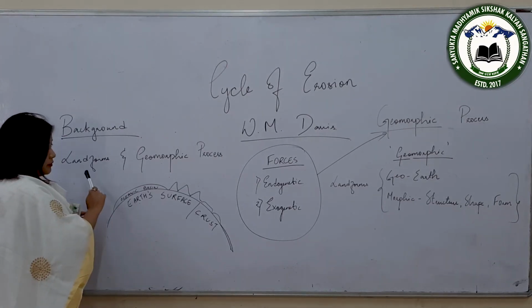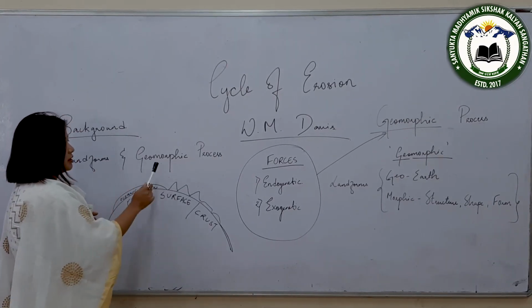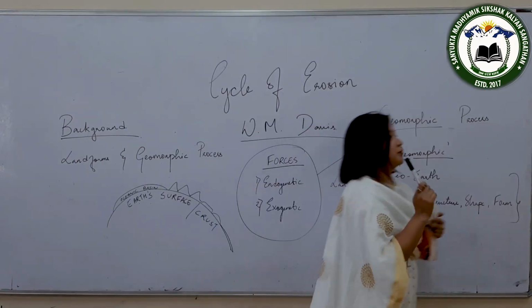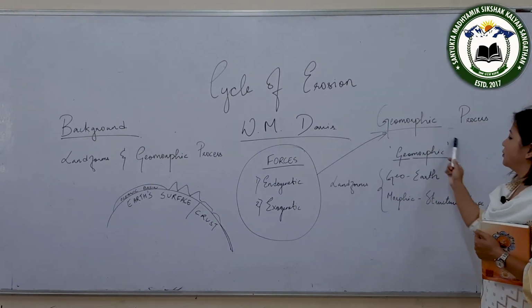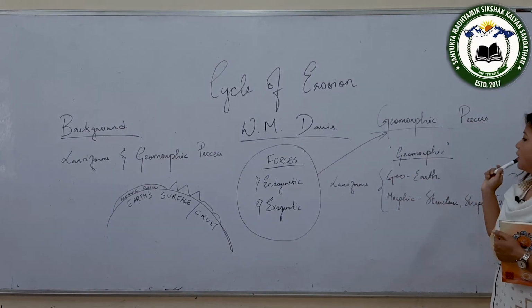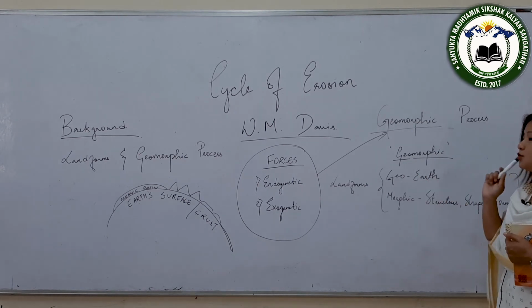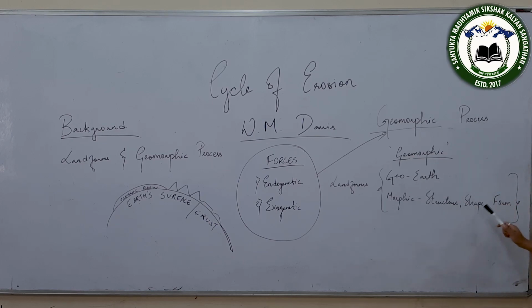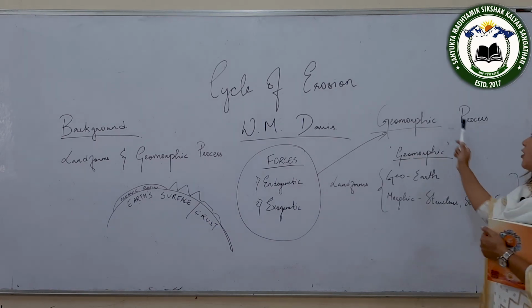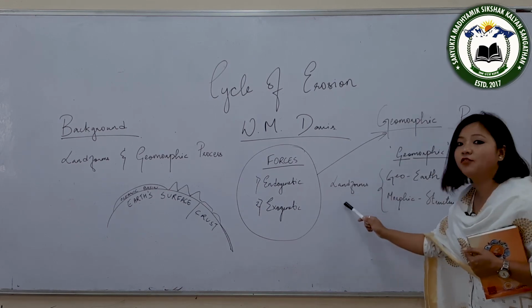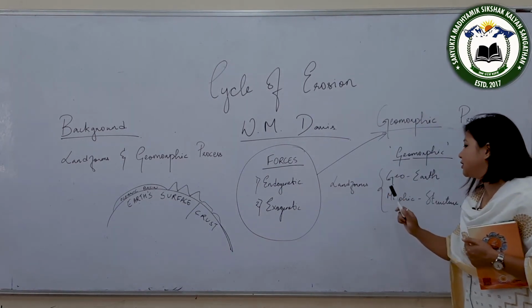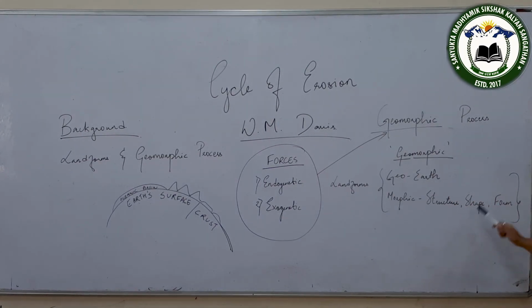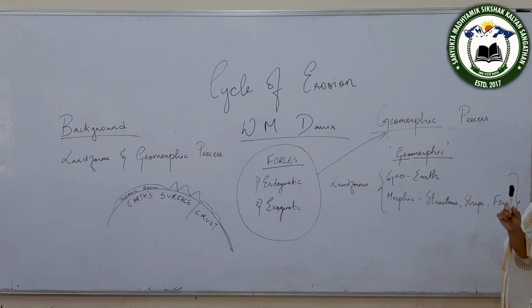Now, apart from landforms, you need to study the geomorphic process. In order to understand the geomorphic process, you need to understand the word geomorphic first. I have divided the word geomorphic into two parts: geo means earth, morphic means structure, shape and form. So, what does geomorphic do? It studies the landforms that are situated at the Earth's surface and also tries to study the structure, the shape and form of the landform.